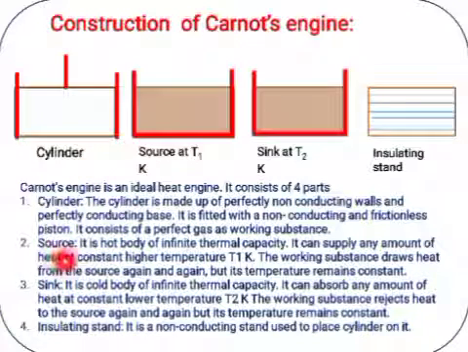Second one, source. It is a hot body of infinite thermal capacity. It can supply any amount of heat at constant higher temperature T1 K. The working substance draws heat from the source again and again, but its temperature remains constant. Okay, so working substance we can consider it in the source part.